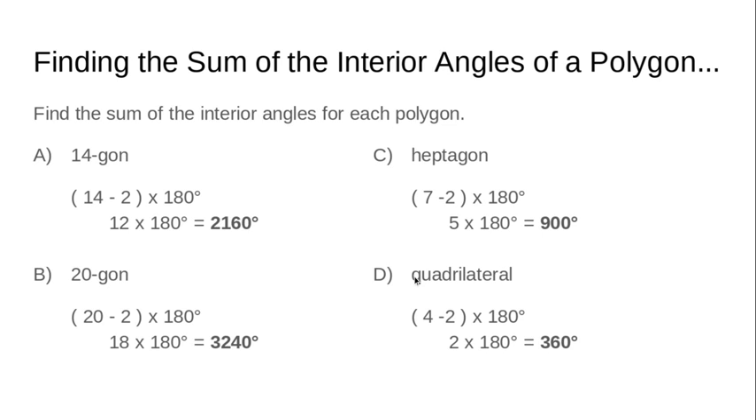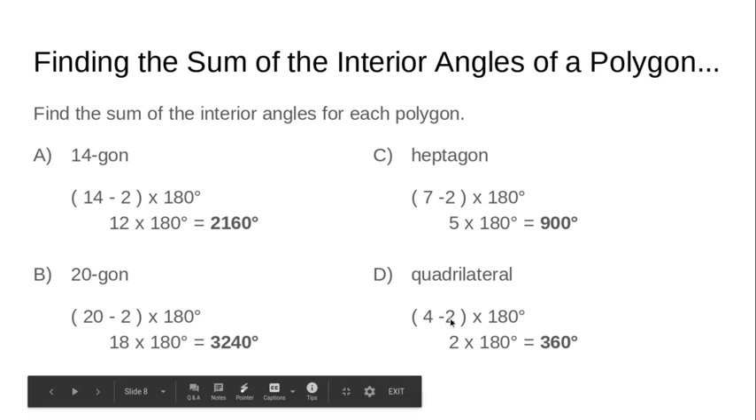A quadrilateral. Quad means 4. So 4 minus 2 is 2. 2 times 180 is 360. So all of the angles of a quadrilateral are going to add up to 360 degrees.